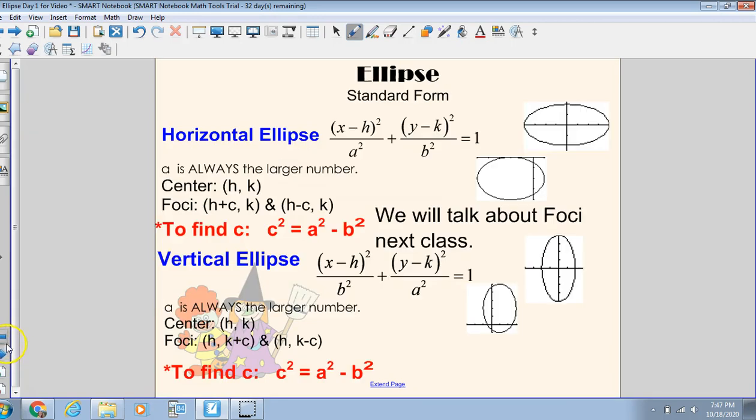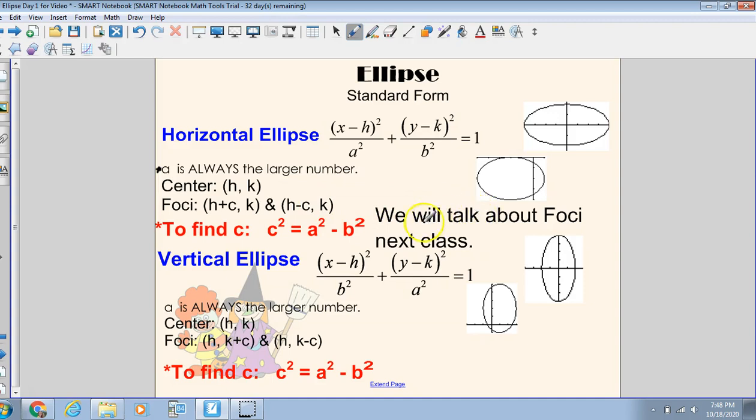Okay, so the standard form of an ellipse is (x minus h) squared over a squared, plus (y minus k) squared over b squared, equals 1. And a is always the larger number. When that larger number is underneath our x term, then we get a horizontal ellipse. The center is (h, k), just like we have been doing with circles, and we get a lot of other shapes and graphs. We talk about h and k being the center, so that should be familiar. And we find the foci by doing (h plus c, k) and (h minus c, k).